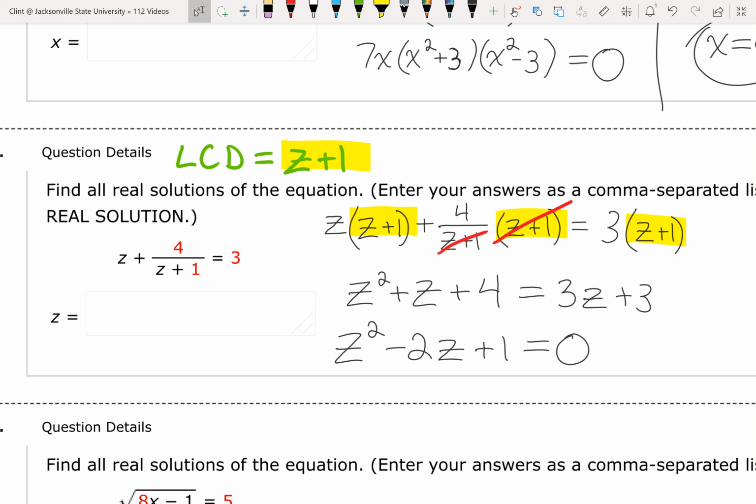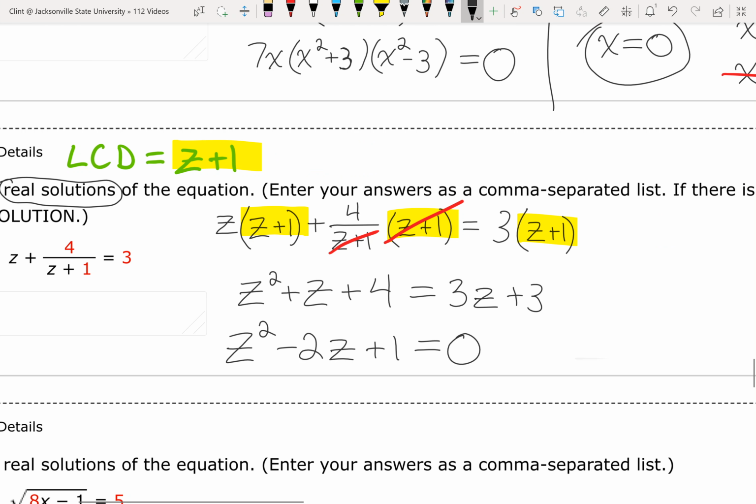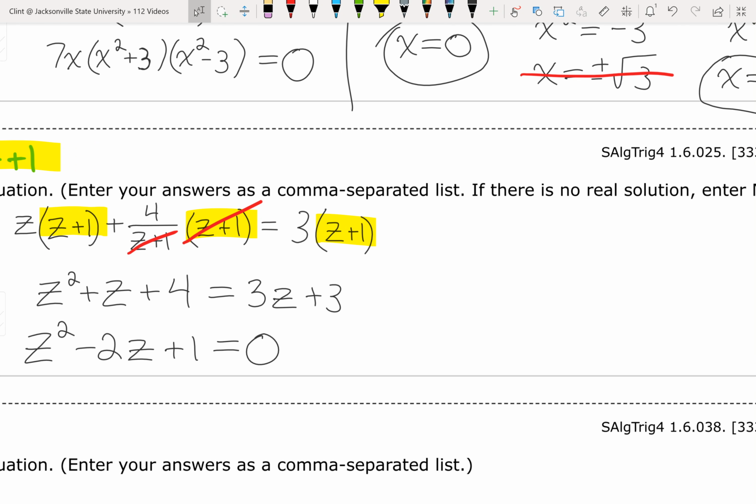Again, it says find all real solutions. So if we get complex numbers, we don't have to worry about those. Now what? We've got to solve a quadratic equation. So we can factor, complete the square, or use the quadratic formula. My personal preference, if I can, is to factor. I see that we want factors of 1 that give us -2. I think if we do -1 and -1, that will give us -2. So I'm going to factor. If you don't see that, you can do the quadratic formula. That's perfectly acceptable. But I think we can factor.